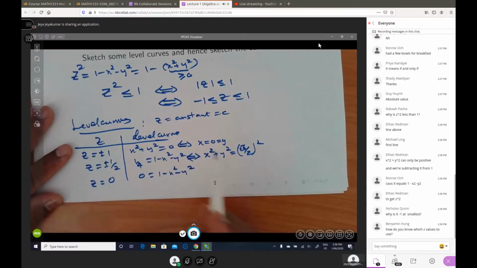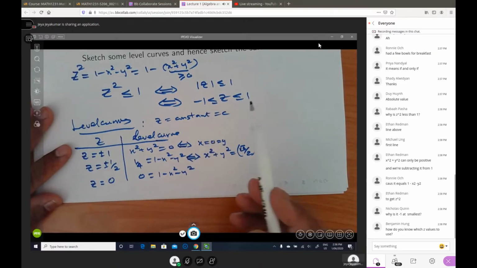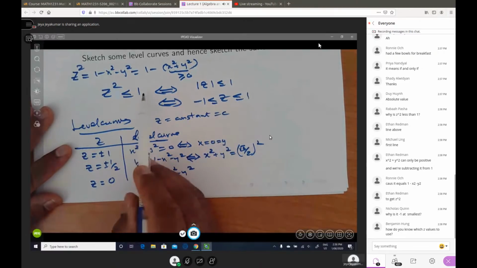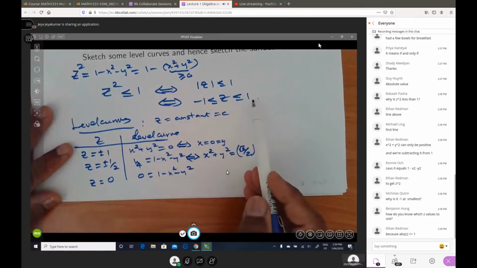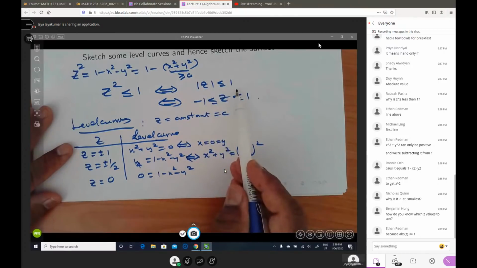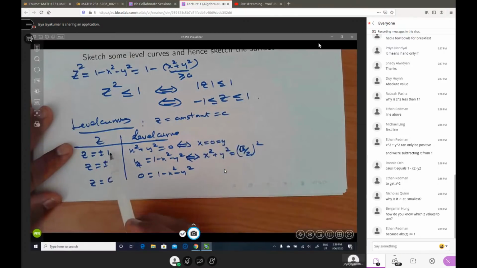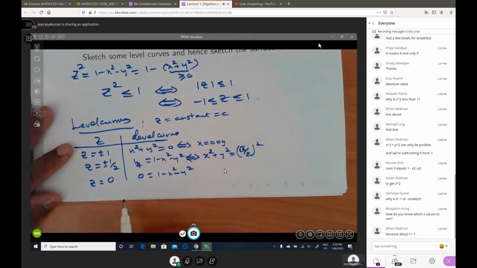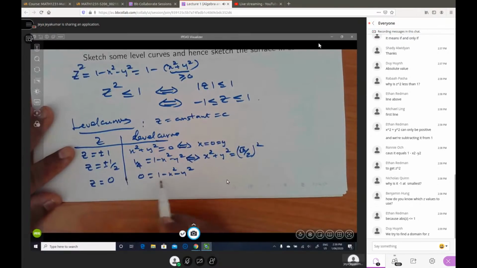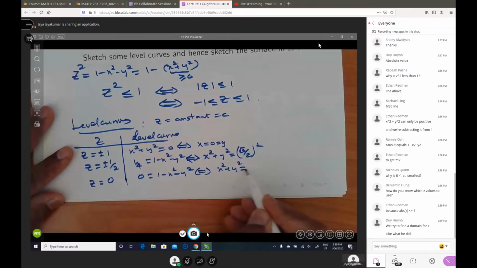Yeah, here, okay, that's a good question. How do you choose the z values? This is an observation made first. z must lie between minus 1 and 1 because absolute value of z is less than or equal to 1. Therefore, that's why I am choosing values between minus 1 and 1. Okay, so when z equals 0, 1 minus (x squared plus y squared) is 0. So that's the circle x squared plus y squared equals 1.